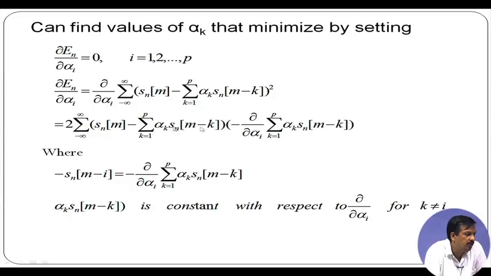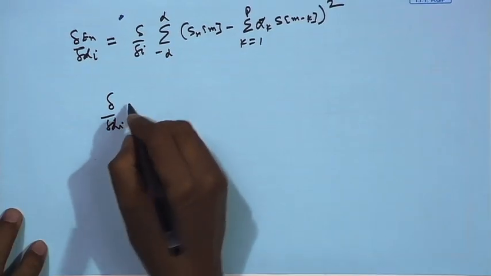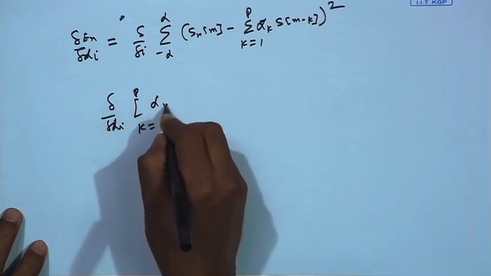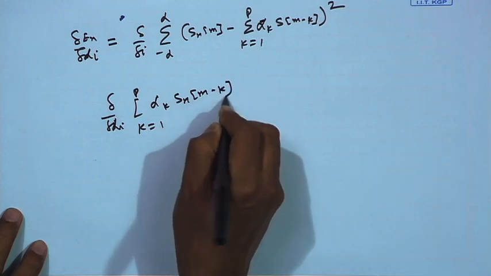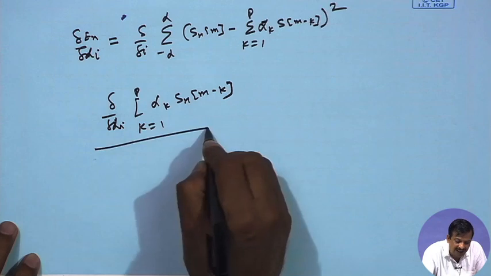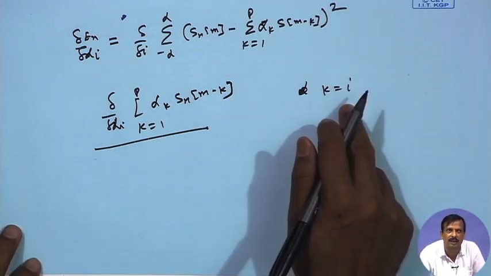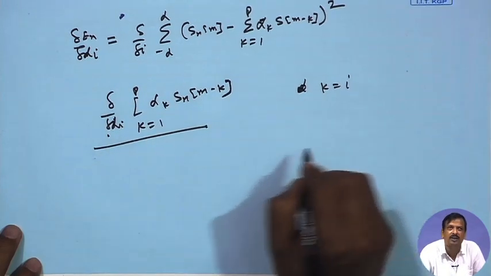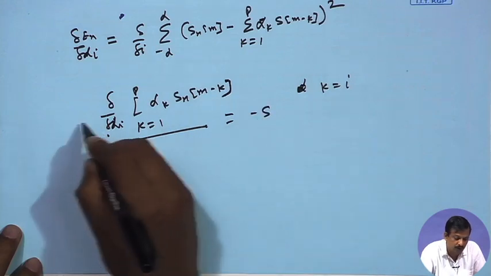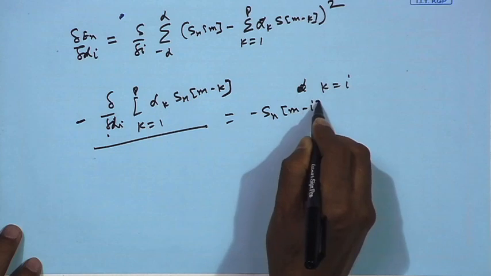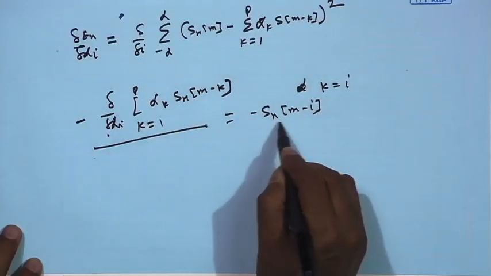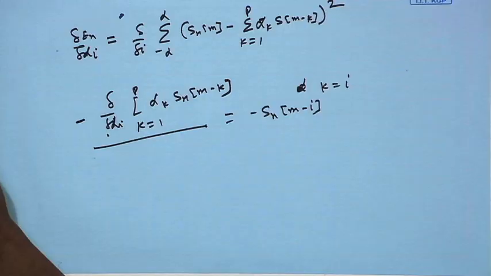Now, if you see this d by del alpha I of the sum over k equal to 1 to p of alpha k s n m minus k, this derivative only exists when k is equal to I. For k equal to I the derivative exists, otherwise it is a constant, so it is 0. So, the output of this is nothing but minus s n m minus I, and I can put that value in here.